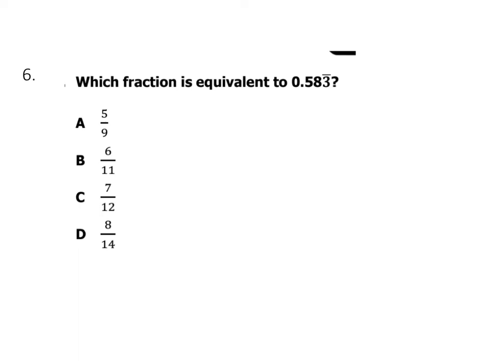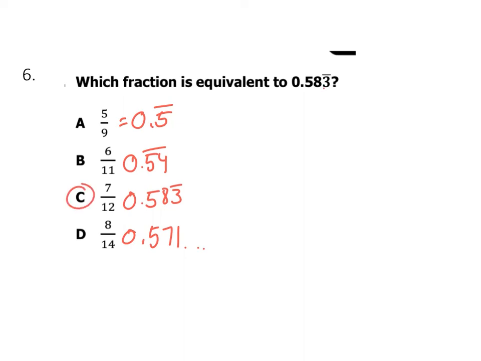Which fraction is equivalent to 0.583 repeating? The way I would solve this problem is I would just take each answer choice and do 5 divided by 9, and I get 0.5 repeating. 6 divided by 11 gives me 0.54 repeating. 7 divided by 12 gets me 0.583 repeating, and 8 divided by 14 gives me 0.571. And it just goes on and on. So the one that's equivalent would be C, 7/12.